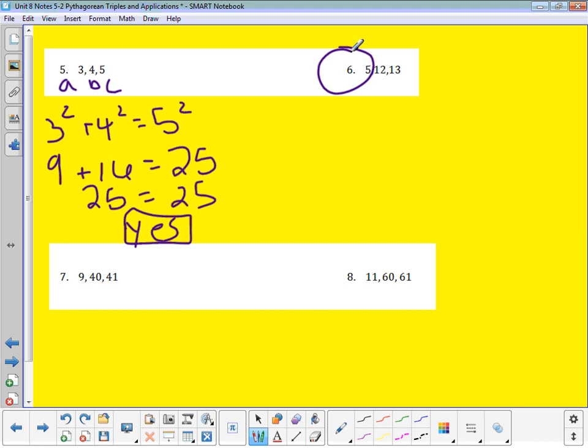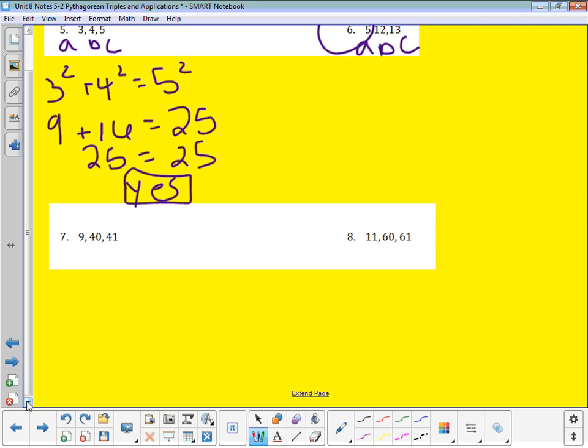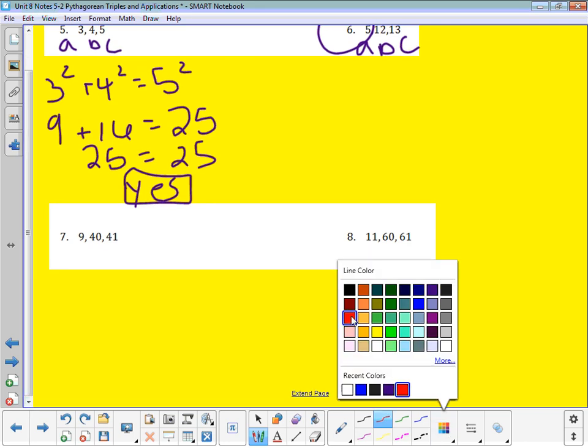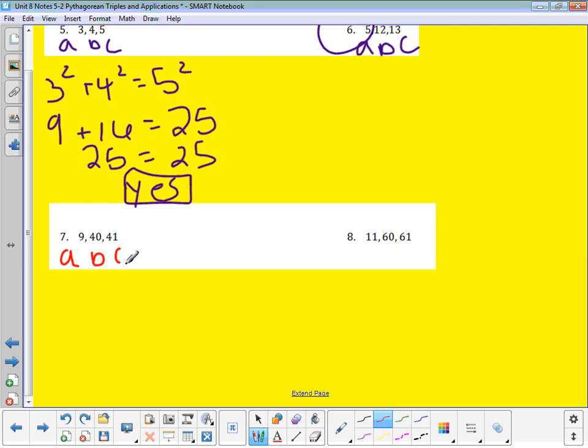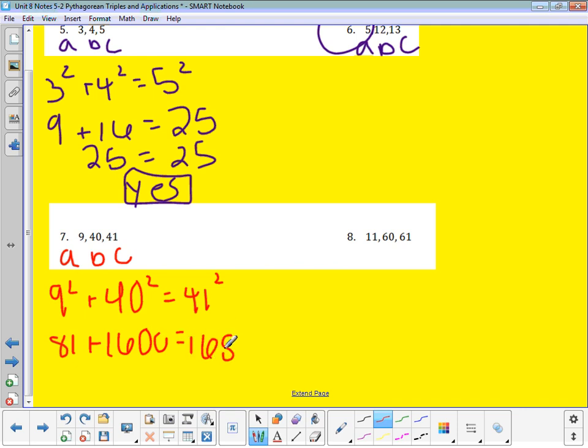I'm going to have you guys try number 6 on your own. See if you can, using the Pythagorean theorem, see if these are all equal. Here's your a, here's your b, and here's your c. Let's take a look at number 7. We're going to get a little bit bigger numbers. So I have a, b, and c. So 9 squared plus 40 squared has to be equal to 41 squared. So 9 squared is 81 plus 1,600 has to be equal to 1,681.